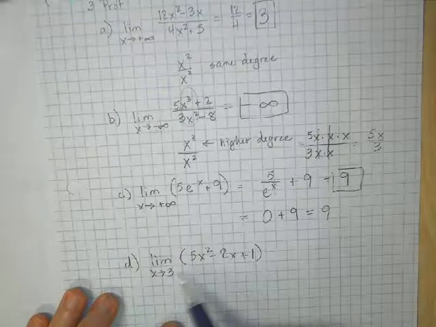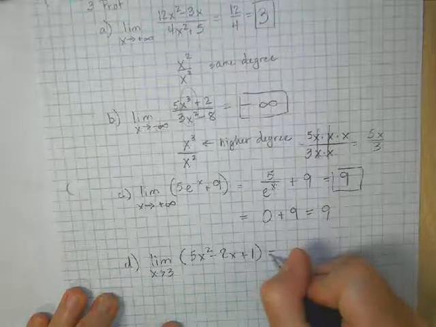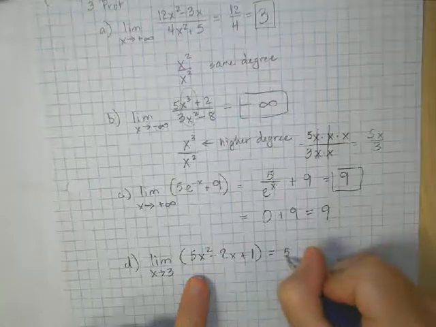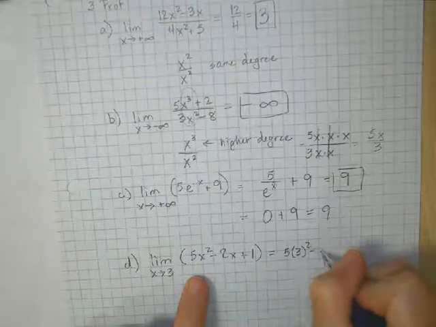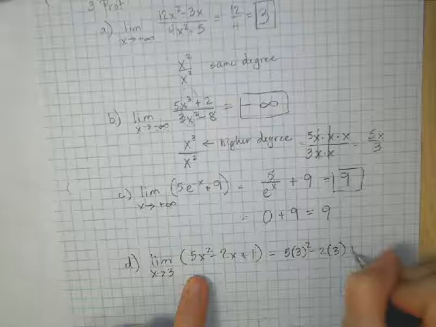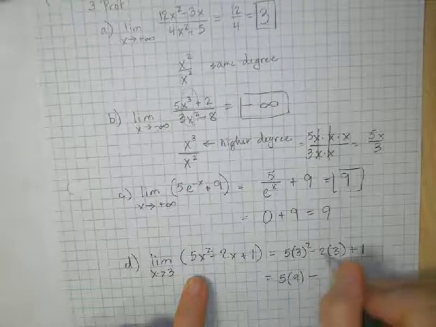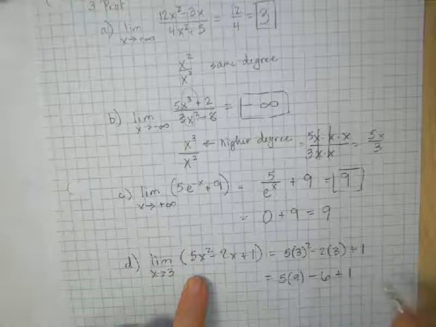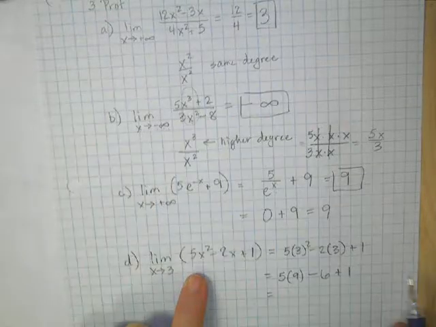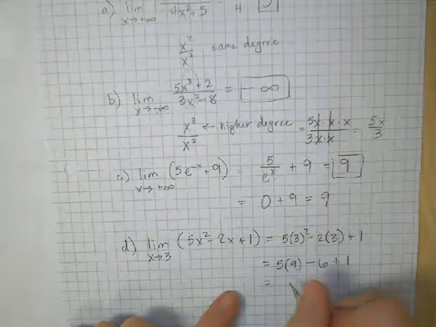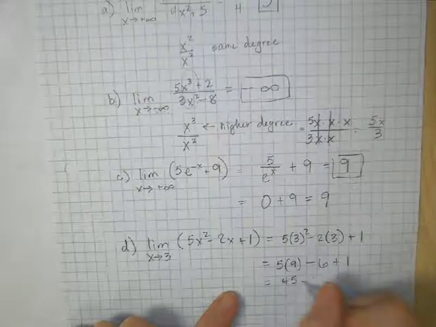I can just plug it in. Funny how the last one's the easiest one. 5 times 3 squared minus 2 times 3 plus 1. That gives me 5 times 9 minus 2 times 3 is 6 plus 1. Notice I'm not using a calculator. That's why it's taking me forever. 5 times 9 is 45 minus 6 plus 1.